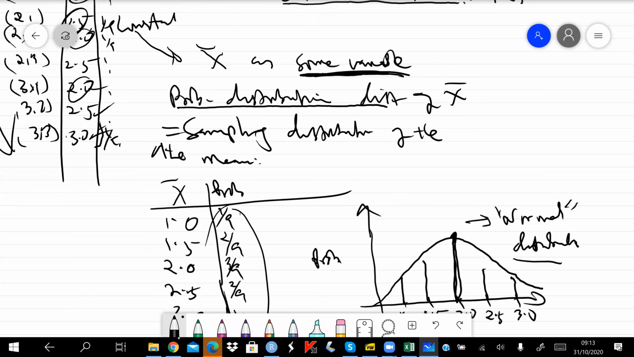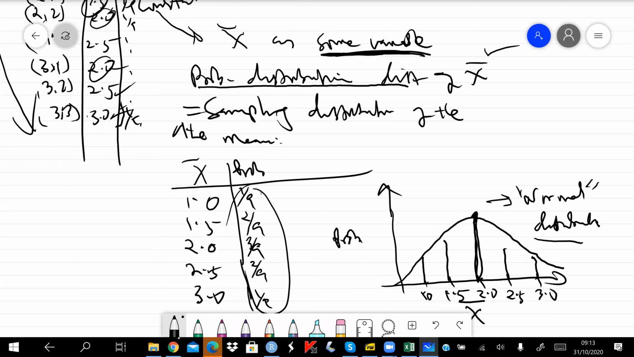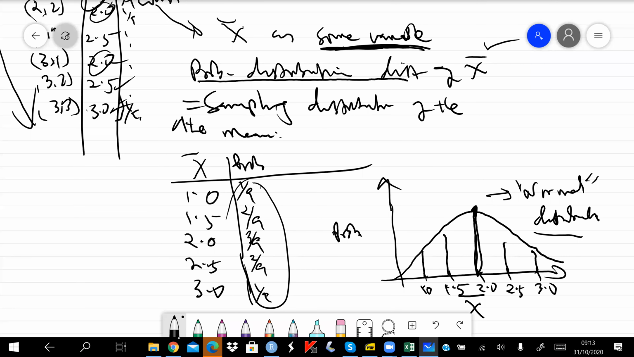So what you're calling the sampling distribution of X bar is actually a normal distribution. And when you say it's a normal distribution, then there are two things that you must mention. Number one is what is mu. Number two, what is sigma. Sometimes some people will call it sigma squared, the variance.